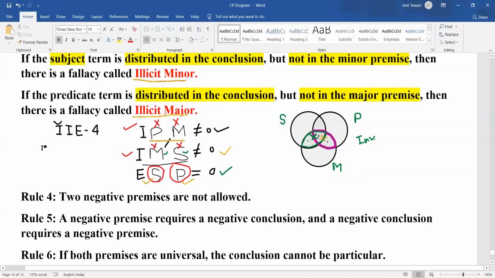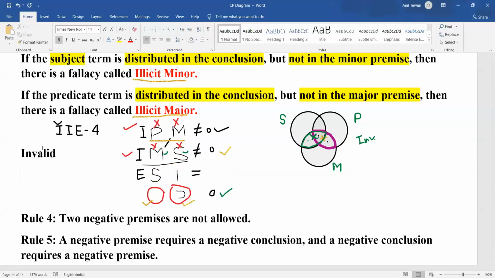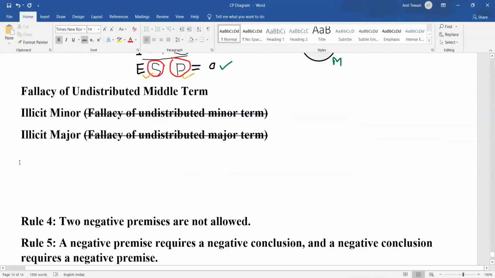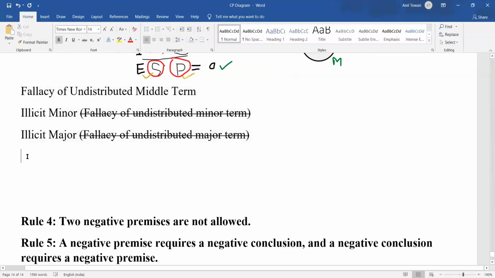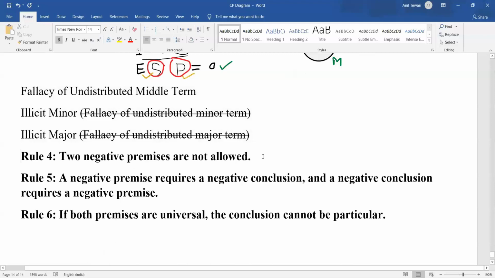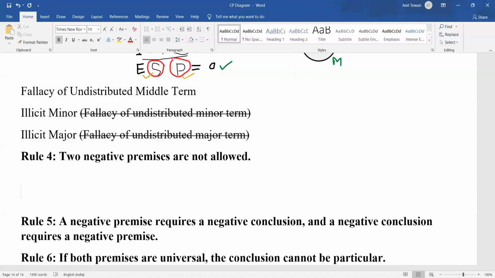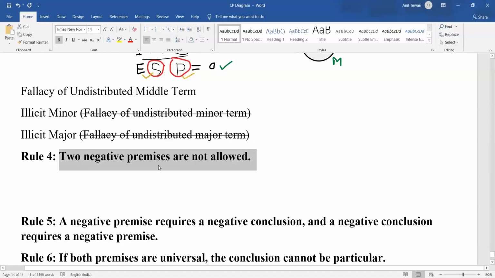This is invalid, और इसके fallacies देखिए क्या है. So it has 3 fallacies. All these 3 fallacies. Okay. Now let us learn another rule. Rule number 4 says that no syllogism can be valid with 2 negative premises. If both major and minor, both premises are negative, then the syllogism cannot be valid.